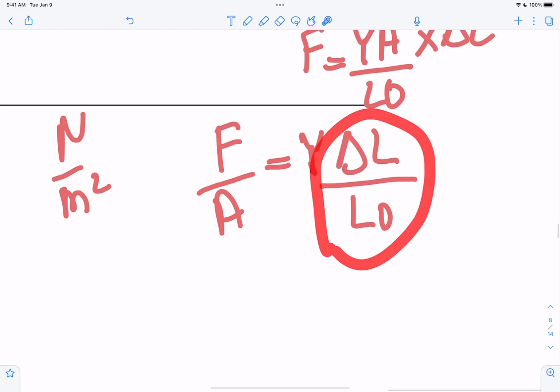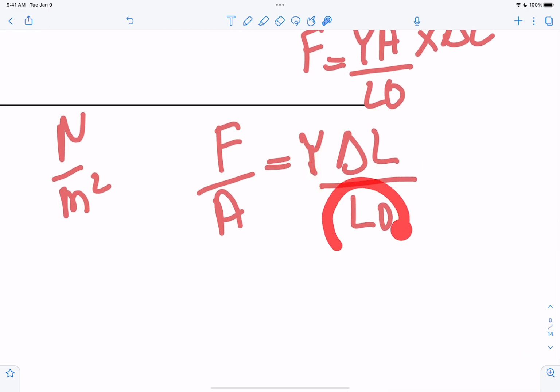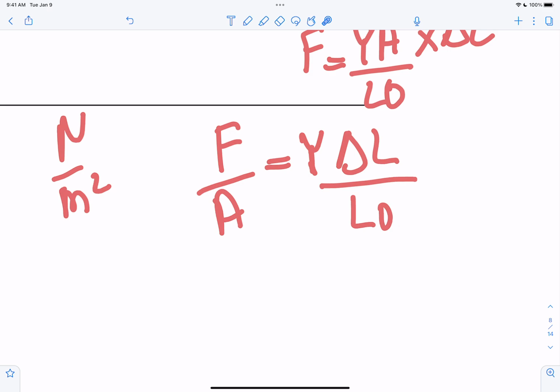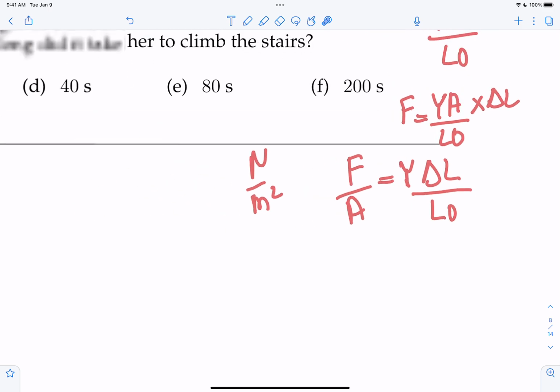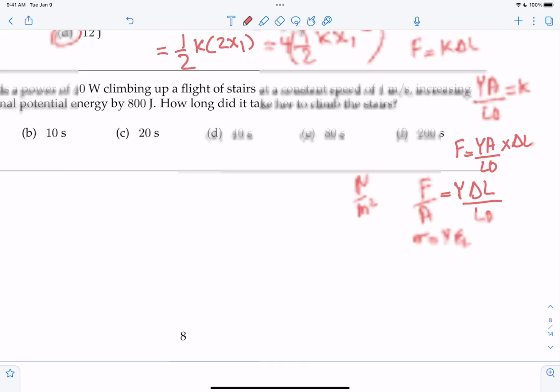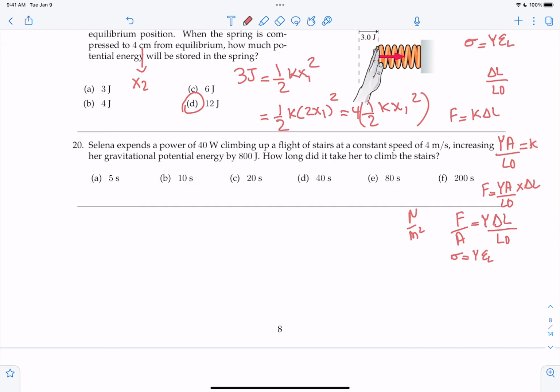Now, delta L over L naught, that's the original length. Here's the compression. You can think about that as the amount that you stretched or strained the rod by. And so F over A, we define that as sigma. That's our stress, equal to Young's modulus times the strain, and the strain is epsilon L. So hopefully that clears up the relationship between stress and strain.